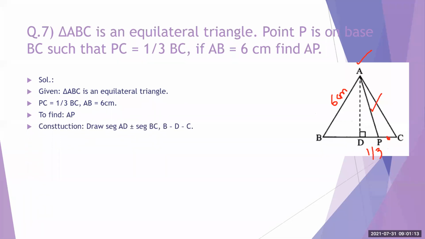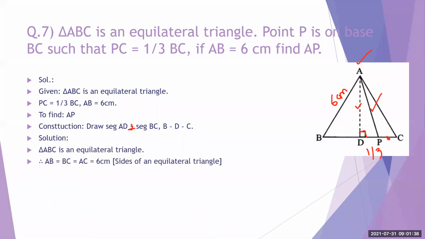So for this, what are we doing? Firstly, we are doing one construction. What did we do in the construction? We drew AD, AD perpendicular to BC. This AD is perpendicular to BC. That means we get a 90-degree angle here. Also, this AD becomes the height of this triangle. Next, let's start. Now here, since it is an equilateral triangle, all the three sides are equal.